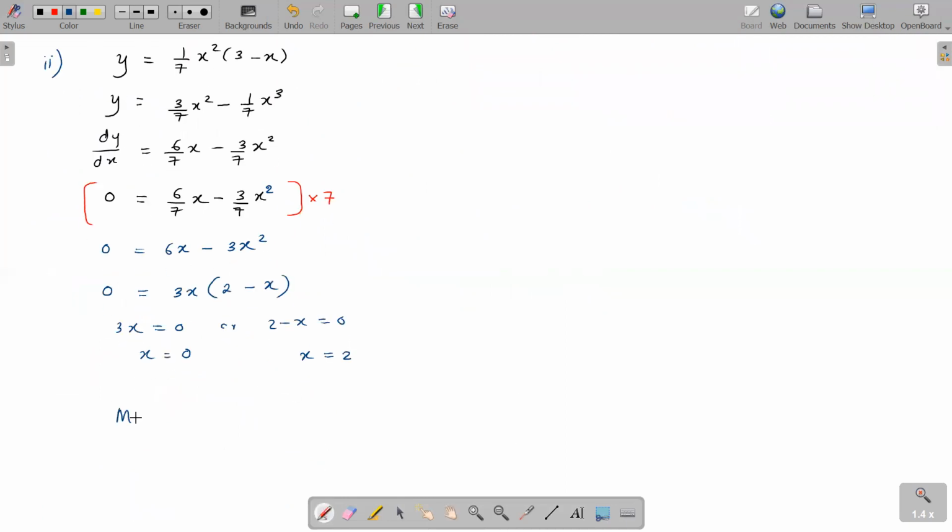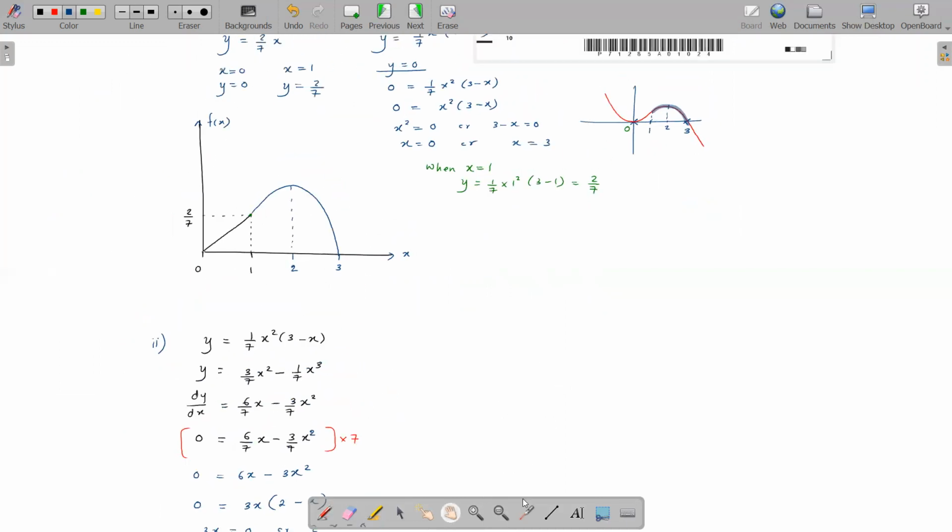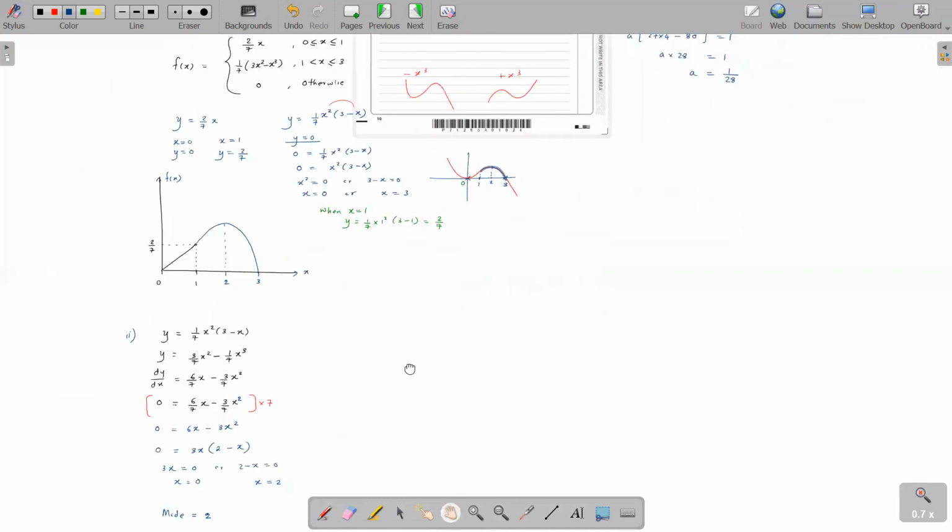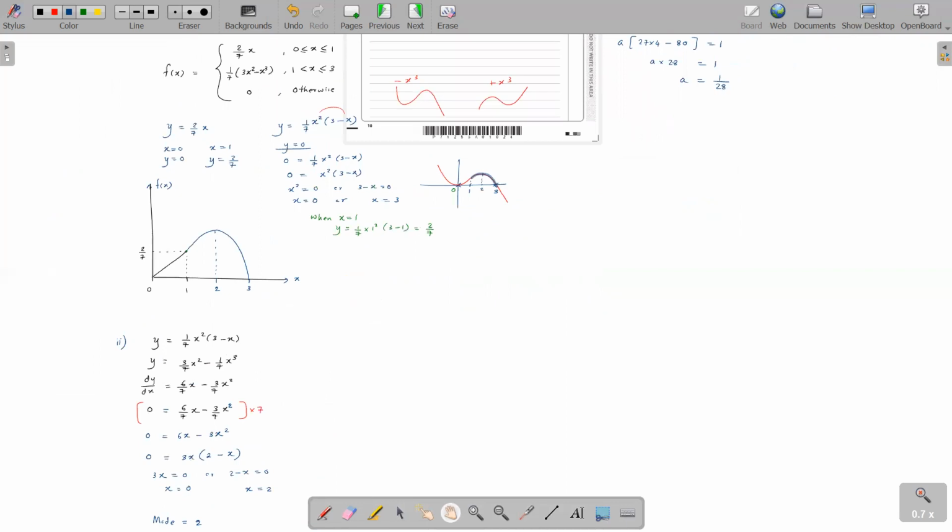So your mode is equal to 2. Because mode is the x value that gives the highest y value. So in your graph, in your sketch, you can see the mode, the highest point, is over here. So for that, the x value is 2. Is this clear? Okay.